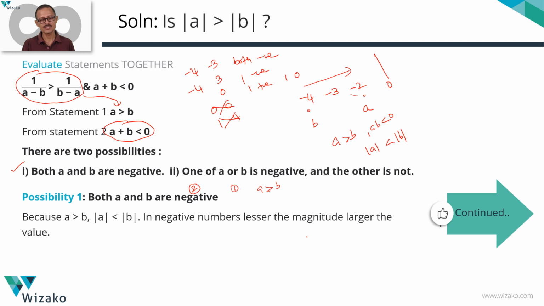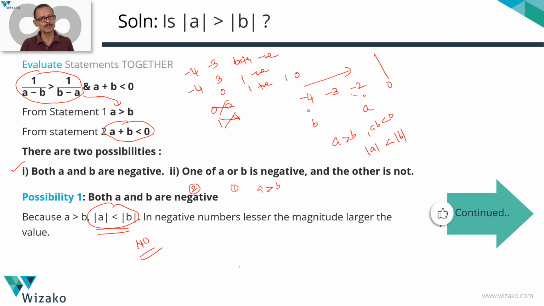In negative numbers, the lesser the magnitude, the larger the number. Because A is greater than B, the magnitude of A should be less than the magnitude of B. This will hold good for all cases of possibility 1. So if possibility 1 were to be the scenario where both these statements are holding good, this is the answer we are getting. Is the magnitude of A less than the magnitude of B? Our answer is a no. Let's just remember the no.